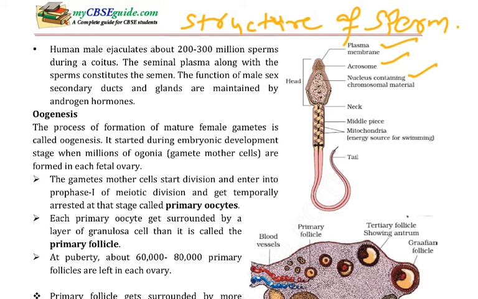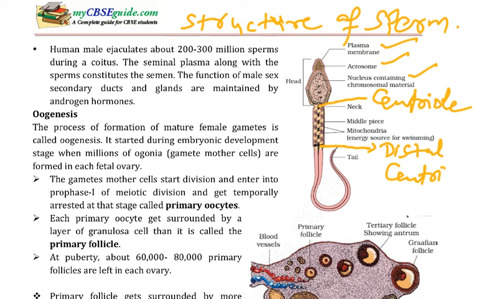Now the neck region, you can see, contains a centriole. This is also called the proximal centriole. Now you can also see there is another centriole which is at the end of the middle piece, that is called the distal centriole. Now just after the neck you can see a ribbon-like structure which is coiled over the two centrioles which are joined together by the spindle fibers.